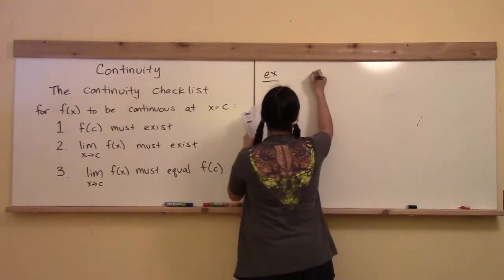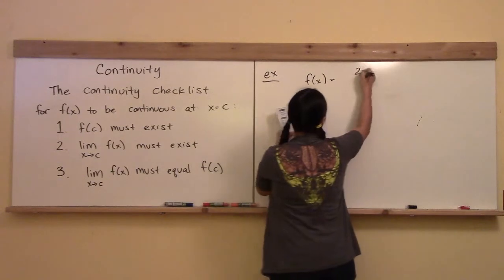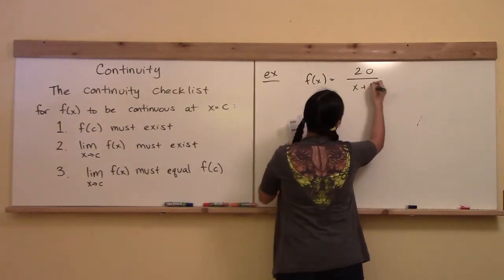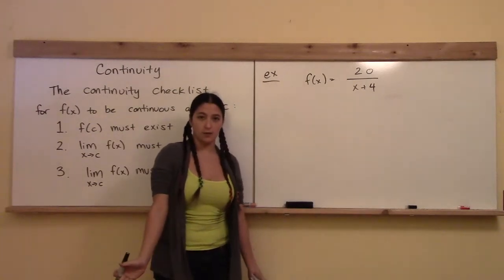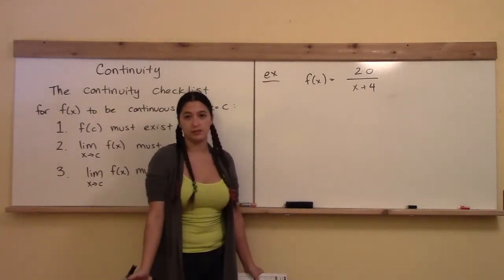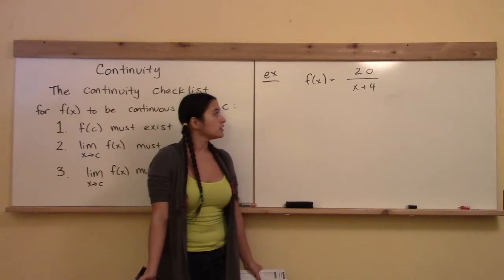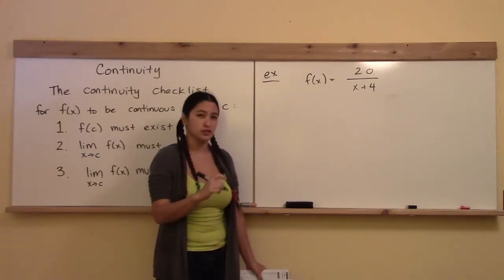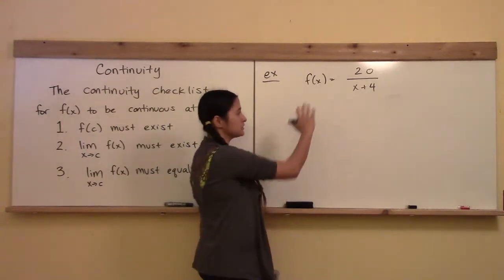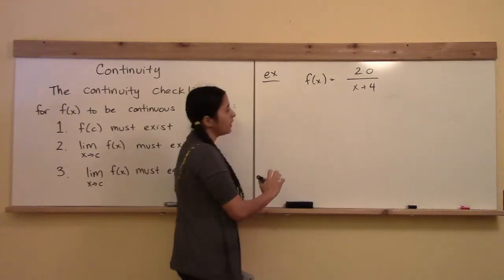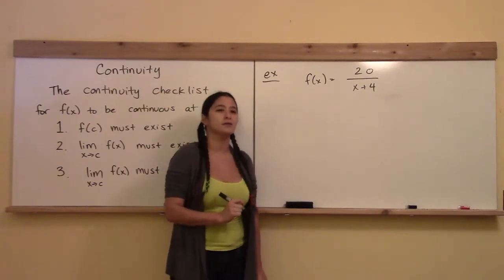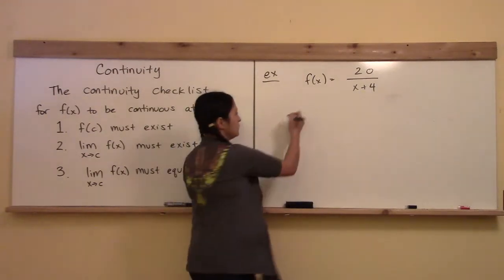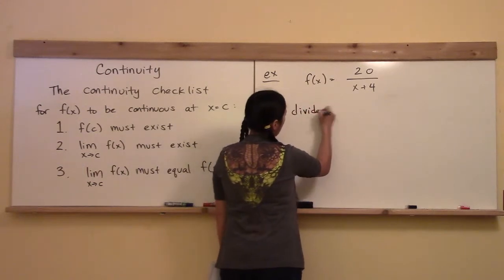What if we have f of x is equal to the number 20 over x plus 4? Once again, the question is, is it continuous? If not, where does continuity break down? Where is it discontinuous? So this is a rational function. This is the ratio of two polynomials, constant on top, linear function on the bottom. And you'll know that for a rational function, it'll be continuous as long as we're not dividing by 0, right? So let's find out where we're going to divide by 0.